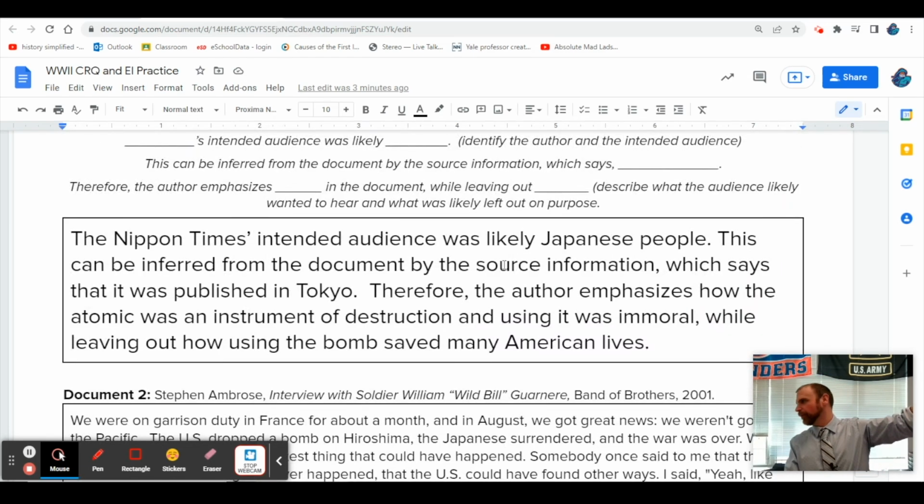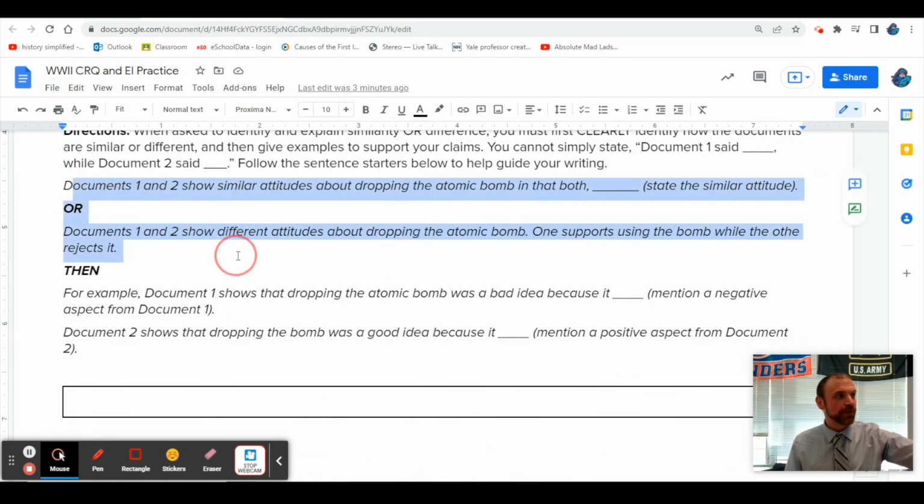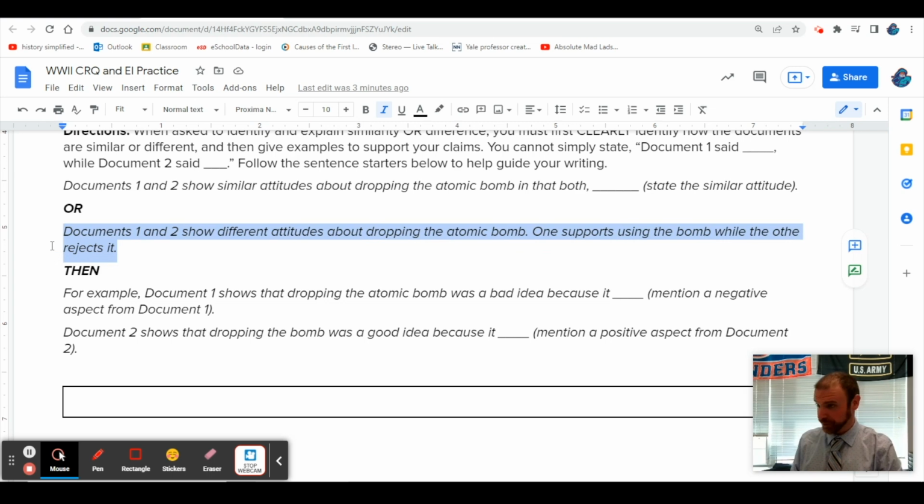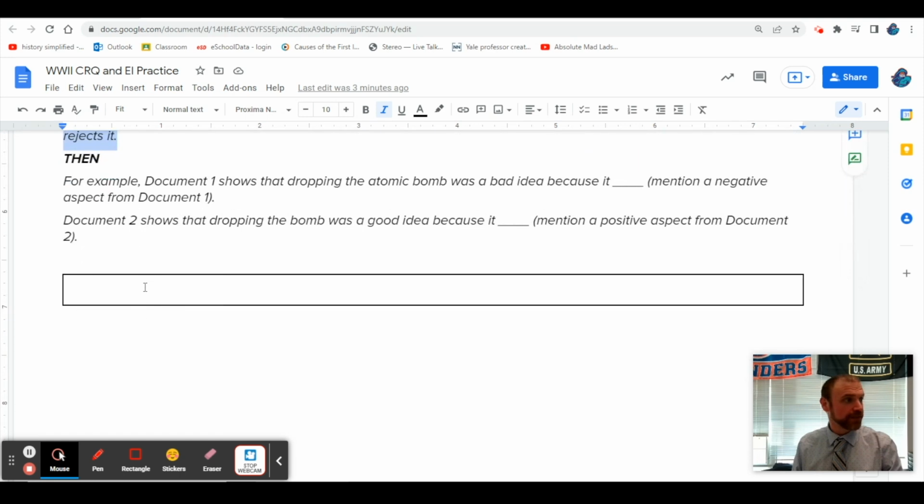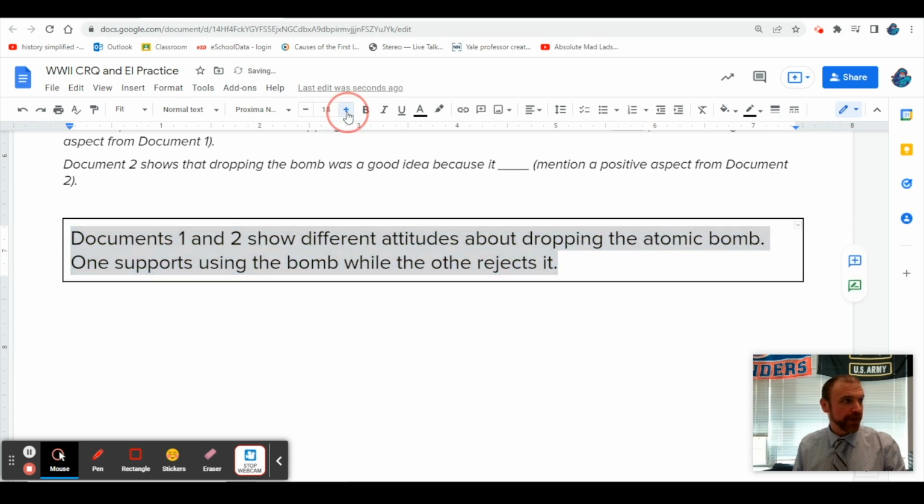Andy, are they similar or different? So you tell me, which one of these sentence frames should we choose? This first one or the second one? Second one. Documents 1 and 2 show different attitudes about dropping the atomic bomb. One supports using the bomb, while the other one rejects it, right? That's stating the very clear difference. It's not saying document 1 talks about this, document 2 talks about that. No, it's actually saying one supports it, one doesn't. So I'm going to drop that sentence frame right here. And you should do the same thing.